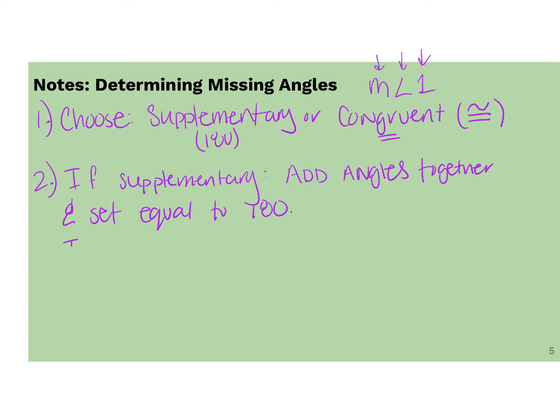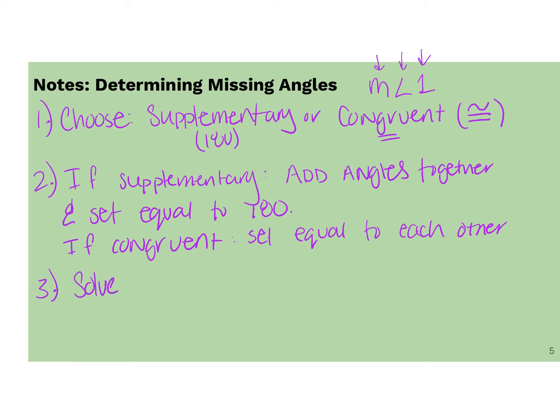If they are congruent, you're just going to set them equal to each other. Don't worry if this doesn't make sense yet. It will when I do the example. Set equal to each other, and then finally you will solve the equation like normal by using the 5 steps. A lot of you have not memorized the 5 steps. There should be a poster in your classroom with them, but you really, really need to memorize them. Solve the equation using the 5 steps.